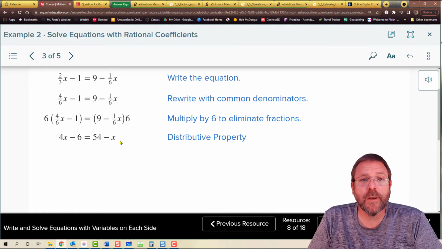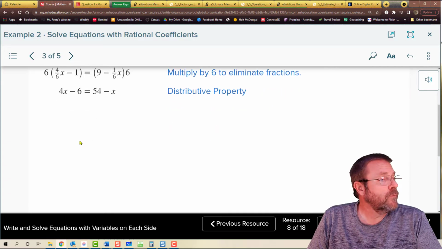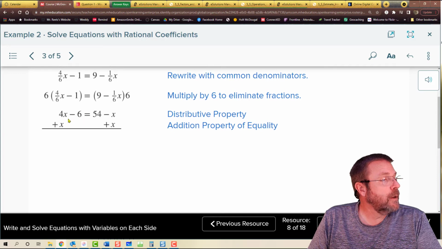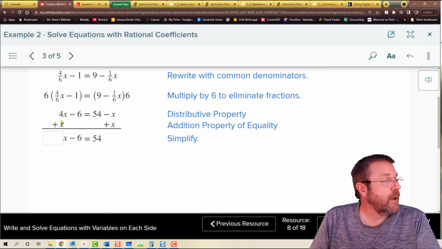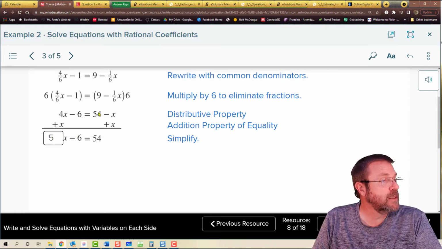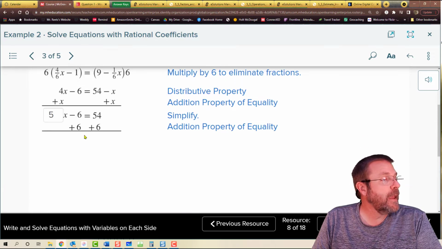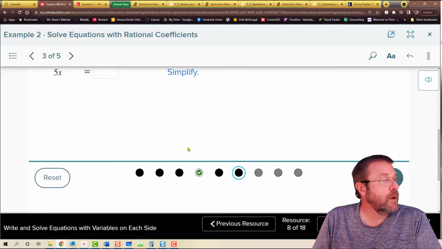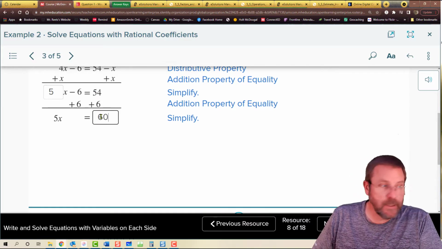Now your fractions are gone, and that means this problem is going to be a lot easier to work from here on out. So we're going to subtract x on both sides. This way, once again, we're keeping our x terms positive, and that's going to leave me with 4x plus 1x, which is going to give me 5x, minus the 6 is left with the 54. Next, we're going to undo addition and subtraction by adding 6 to both sides. These 6's are going to zero each other out, which is going to leave you with 5x is equal to 54 plus 6, that's going to give me 60.